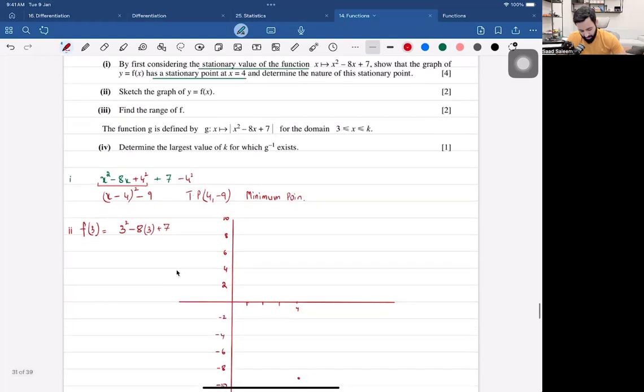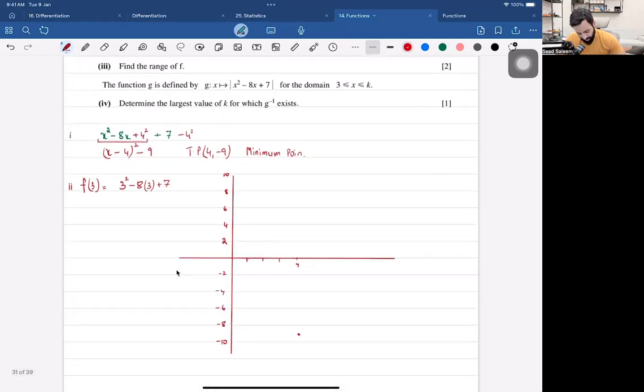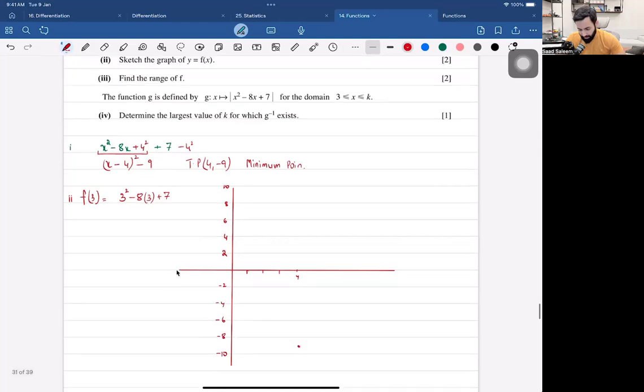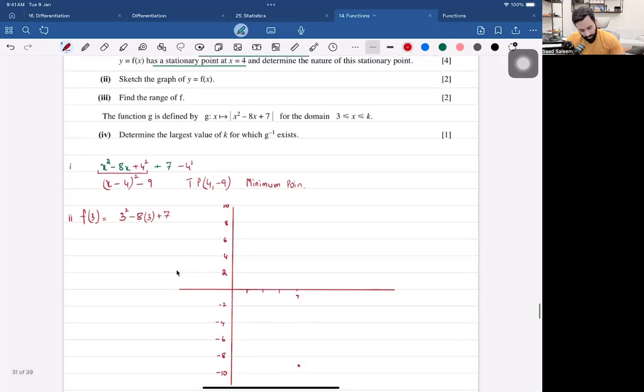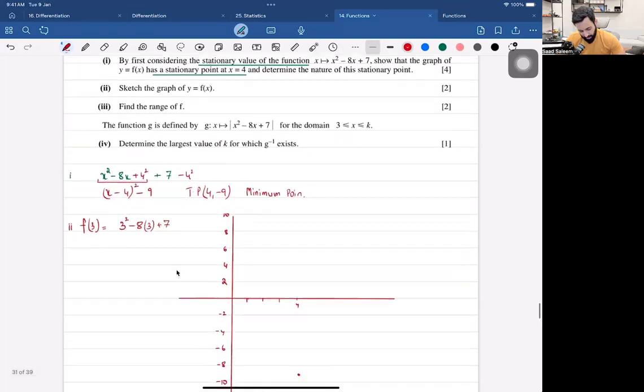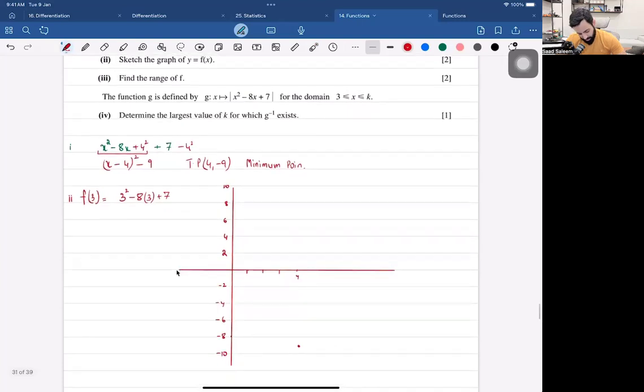So we get minus 8. Okay, now let's keep it as minus 8 for now. Don't worry about it. So if you plug in 3, you get 3 square minus 8 times 3. So that is minus 8. So that means at 3, we get minus 8. So something like this.